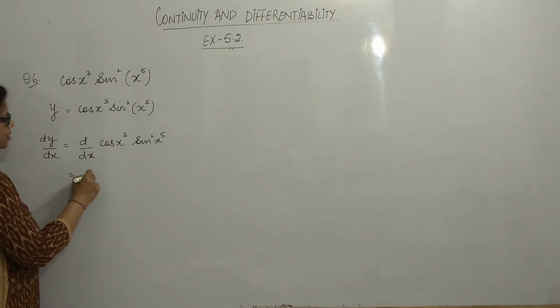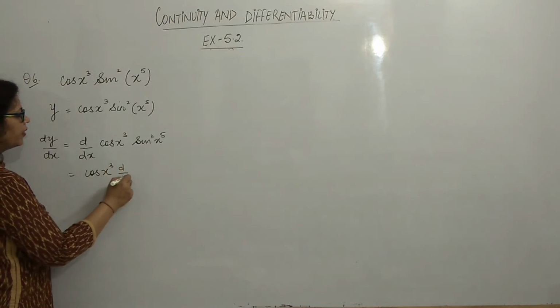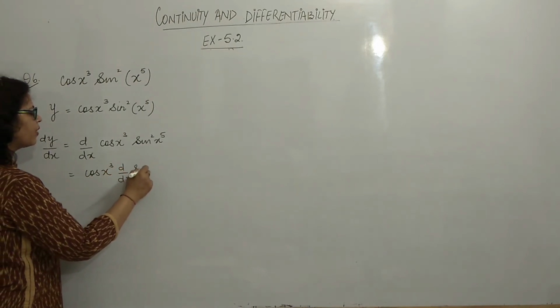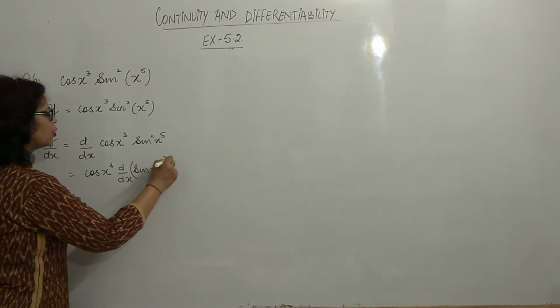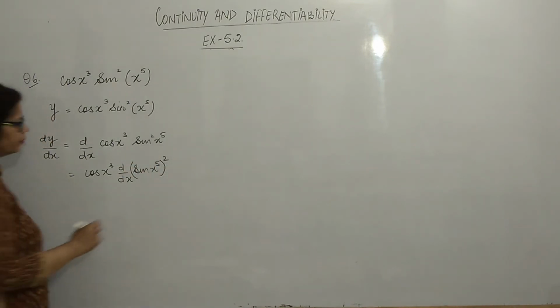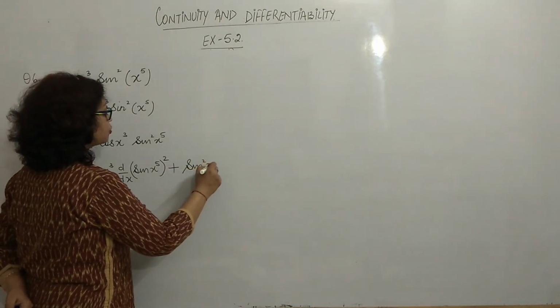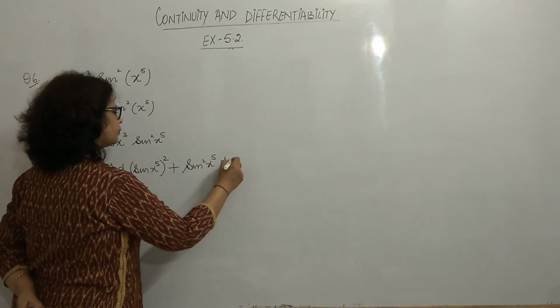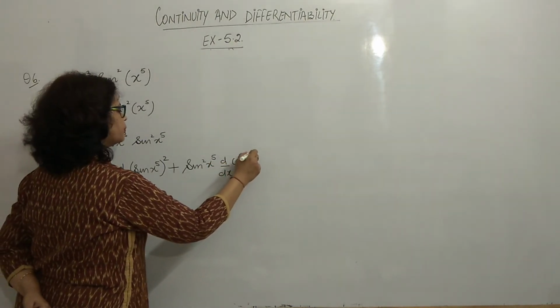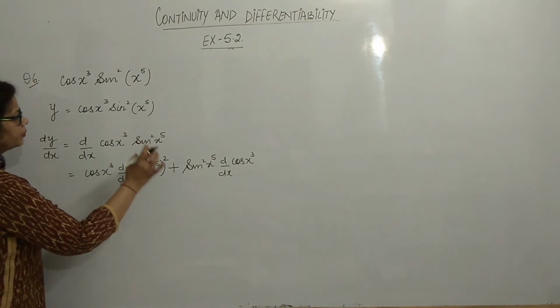There are two functions: cos x cube and sin square x to the power 5, which you can also write as sin x to the power 5 whole square. We need the derivative of sin square x to the power 5 plus the derivative of cos x cube. A little bit of complication is there. First we apply the power formula.